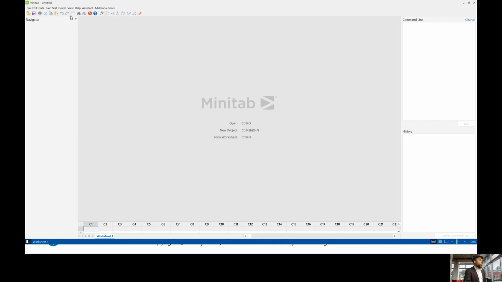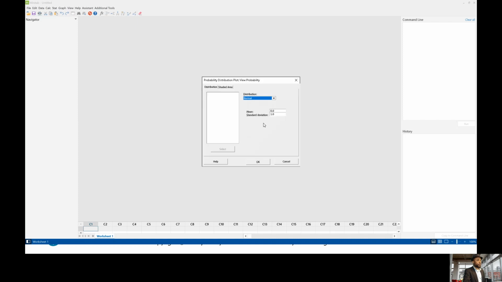In Minitab, how do you solve for that? You click on Graph, then Probability Distribution Plots, then View Probability, and then click OK. Since we have a standard normal distribution, the mean should be left at 0, the standard deviation should be set at 1, and then you click on Shaded Area. Now we are trying to find the area to the right of 1.